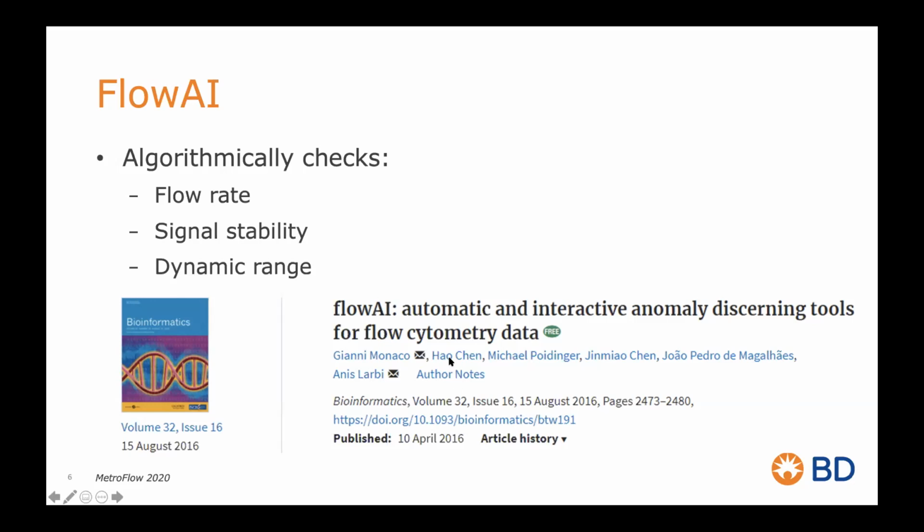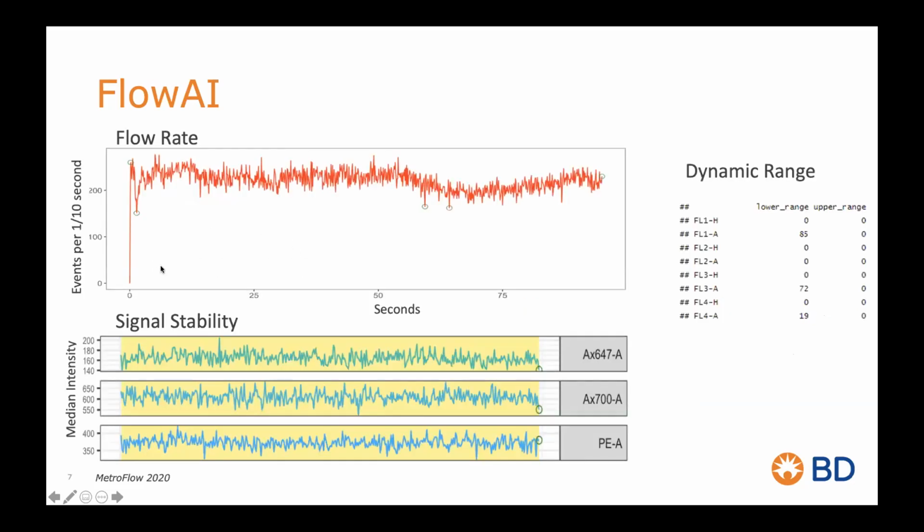So what FlowAI will do is it will plot your data in 1/10 of a second increments for how many cells have passed through in that 1/10 of a second. And you can see in this plot here that everywhere that the rate went out of either too high or too low compared to average, we draw the little green circle and say this is 1/10 of a second that we're going to remove out of the data.